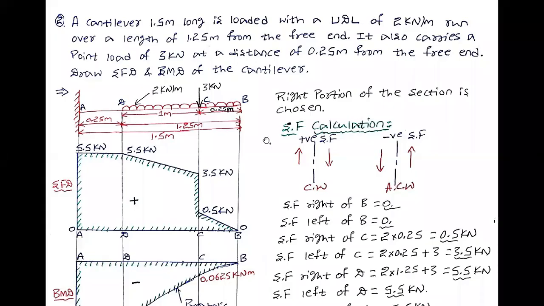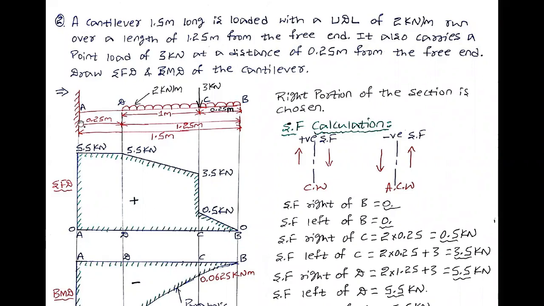Good morning. I have taken a cantilever subjected to uniformly distributed load and point load. Let us read the statement. A cantilever 1.5 meter long is loaded with a UDL of 2 kilonewton per meter run over a length of 1.25 meter from the free end.